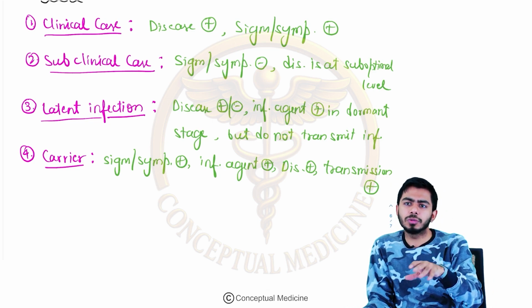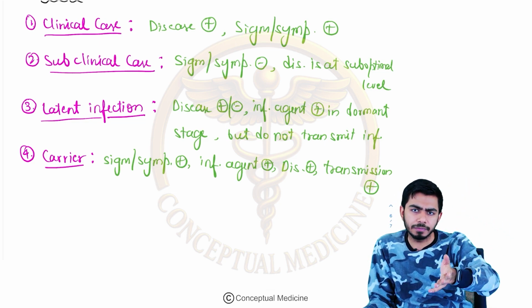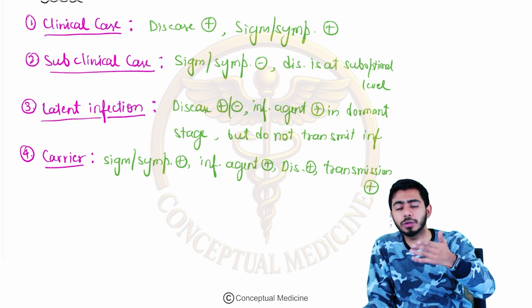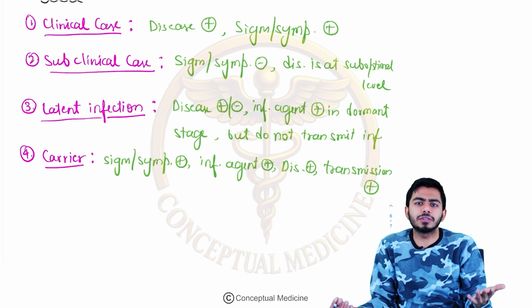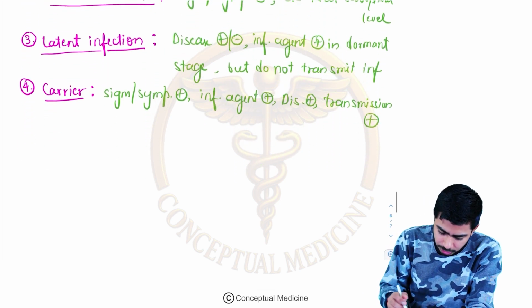If you are a carrier, you might transmit the disease to others. The perfect example you can take here is COVID-19. You might transmit this infection to other people, but you yourself might not be having the symptoms. But it doesn't mean that you are not having the disease, isn't it? So that is the example of a carrier.